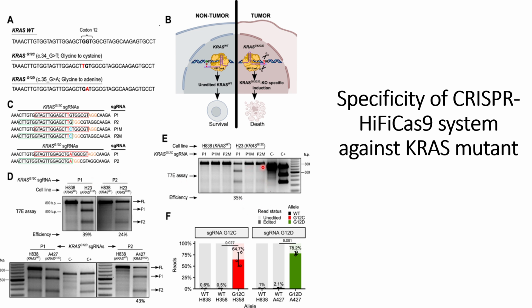And for P1M and P2M, they do not see any editing, but when they add this C into the cell lines, this guide RNA sequence into the cell lines, they are able to see editing, indicating that the guide RNA that they have selected is able to do specific editing.